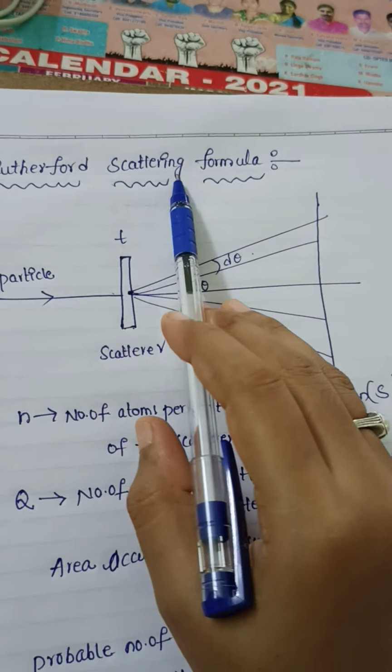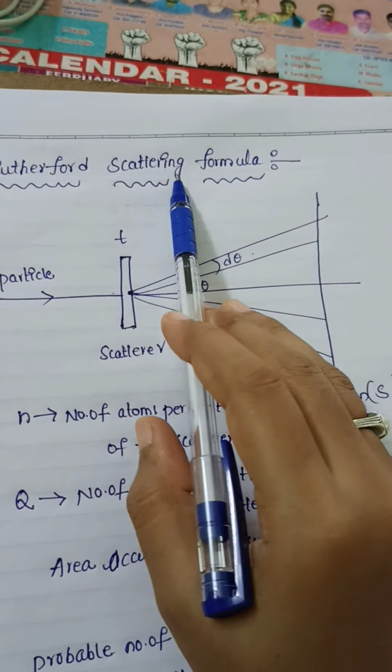Now take the p value. P equals Z e square by 2 pi epsilon naught m v naught square into 1 by tan phi by 2, which is cot phi by 2. Now I would like to differentiate this equation because I want the value of dp.